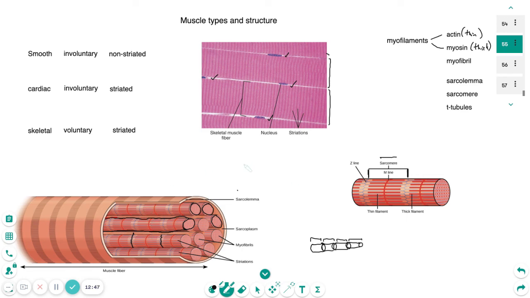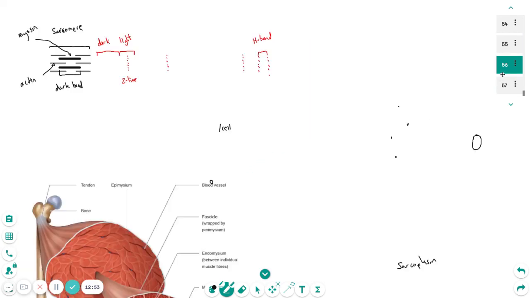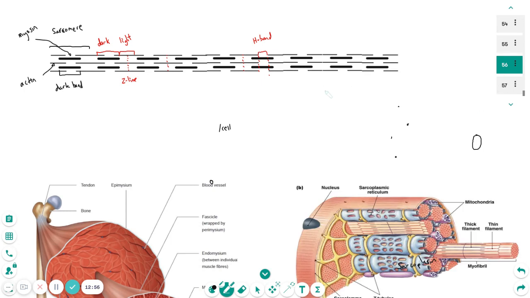Okay, so what you should try doing is practice drawing a sarcomere. Are you able to draw the myosin in the middle with the actin on the outer parts? There's a little bit of a crossover. Are you able to label where the Z line is? Are you able to label the H band? Where's the myosin? Where's the actin? Where's the dark band? And where's the light band? So just practicing doing that.